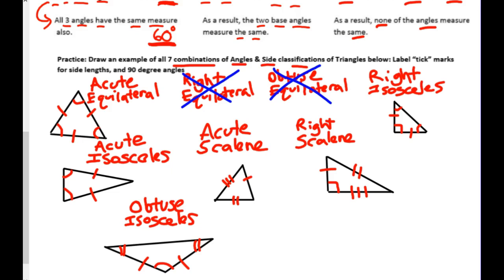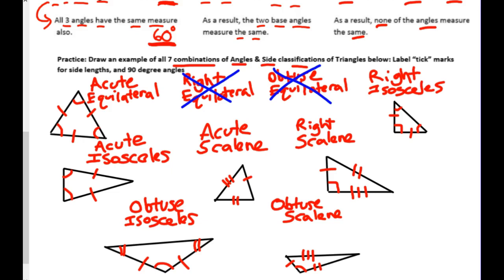Last one would be what? Obtuse scalene. Okay, which is going to be make a big obtuse angle, but make sure these side lengths don't match. Let me exaggerate that a little bit. Okay, so here's my obtuse angle. Each side length is different.